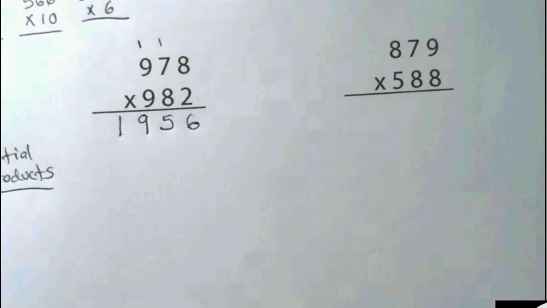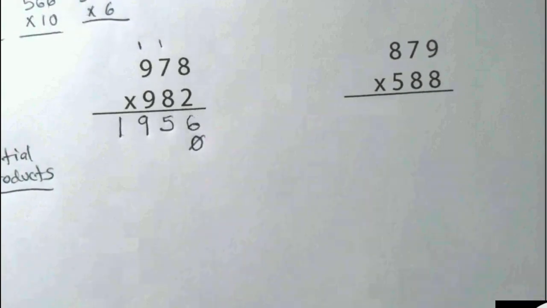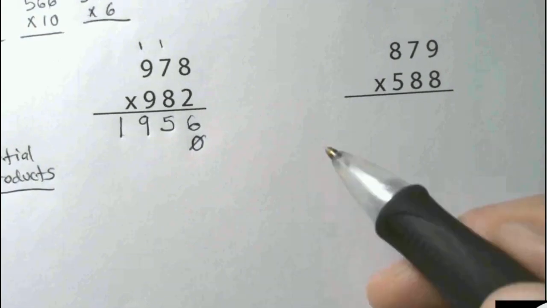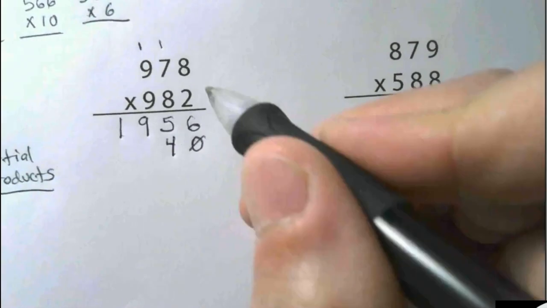All right. And what do you do next? I put the place value 0 under the 6. Okay. And we multiplied 8 times 8, which is 64. Then I put the 4 and carried the 6.